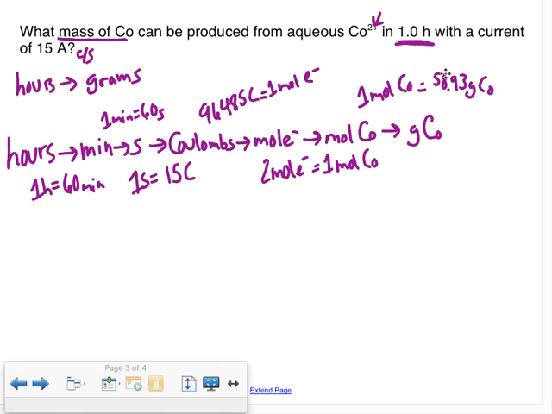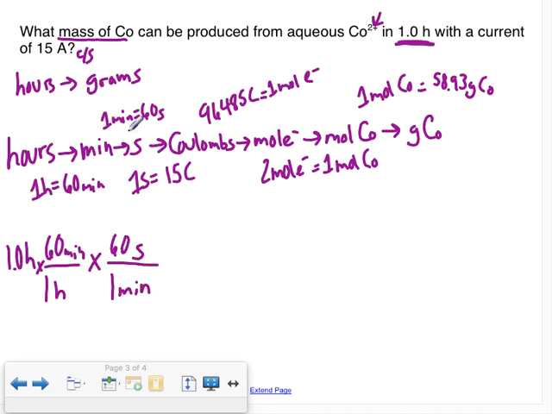All right, so now we're all set up. Let's go ahead and convert 1 hour to grams cobalt using all of these steps. And of course, we're using our dimensional analysis or factor label method. All right, we've got 1 hour. We're going to convert hours to minutes. So 1 hour is 60 minutes. Then we can convert minutes to seconds. 1 minute is 60 seconds. Then we can convert seconds to coulombs. We'll use the current. 15 coulombs equals 1 second.